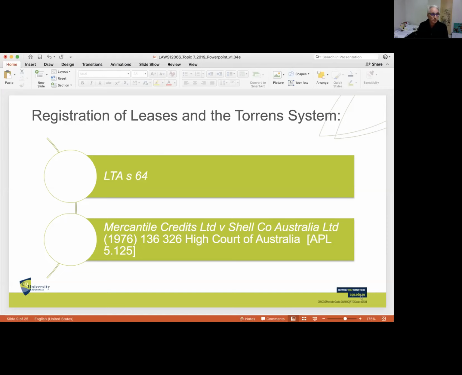And then once it's registered, of course, it becomes an encumbrance on title in terms of the registered proprietor's interest. And were you to search the register, you would see it. If it is registered, there it is, and it would be referred to by its number as an encumbrance on title.